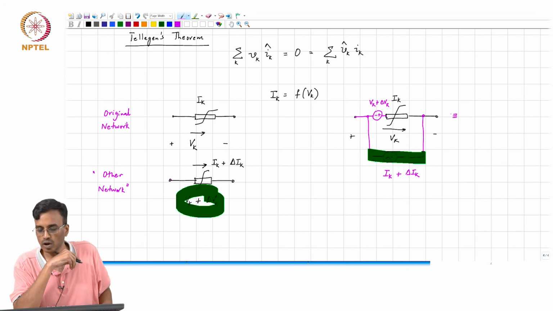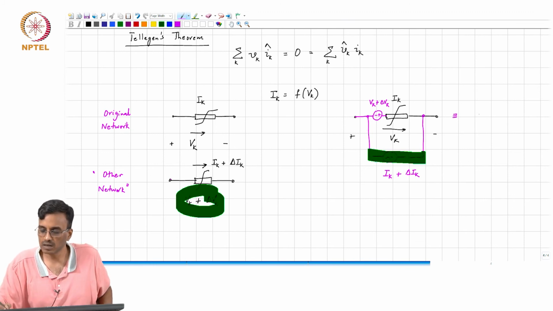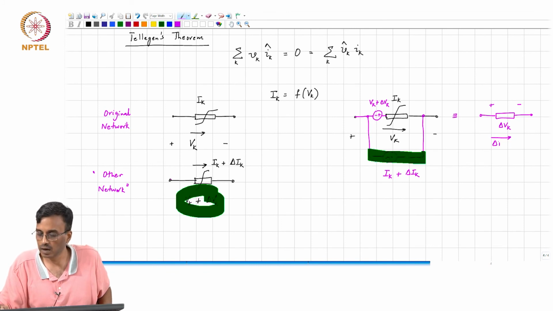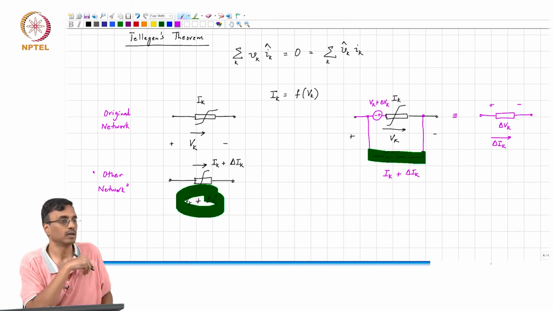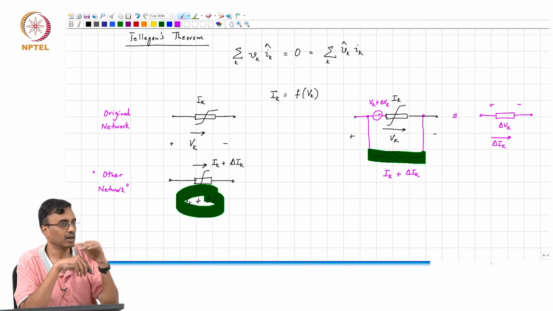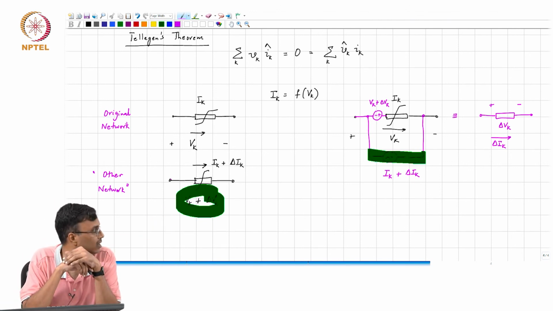All right. So now what is the net voltage across this branch? The voltage across this branch is delta Vk, and the current through the branch is delta Ik. All right. I have flipped the picture on the right so that delta Ik flows in that direction, but otherwise everything is the same. Does it make sense, people?